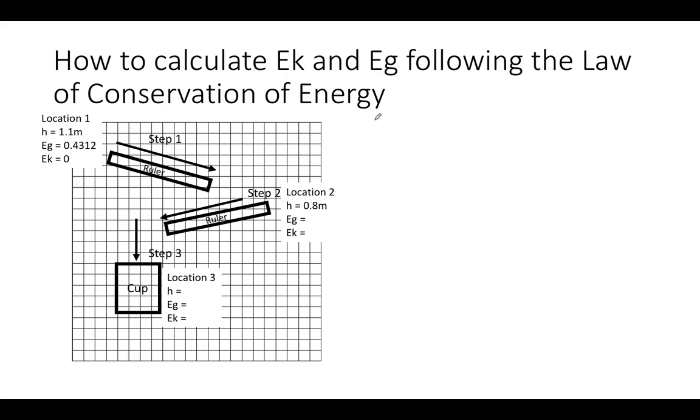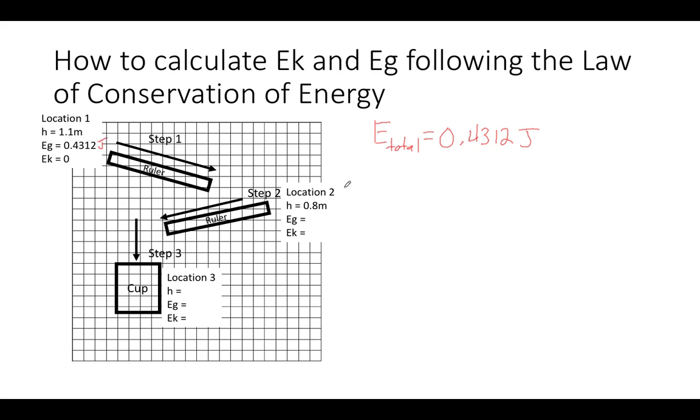Let me go ahead and write that at the top. Total energy, E total, T-O-T-A-L, is equal to 0.4312 joules. Let me add my joules off to the left. There we go, perfect. That's our total energy, which happened to be our gravitational potential energy at the top.